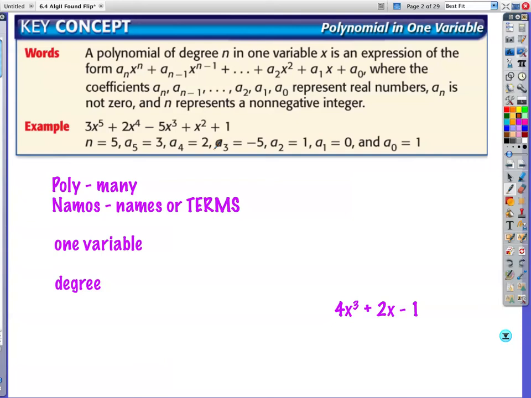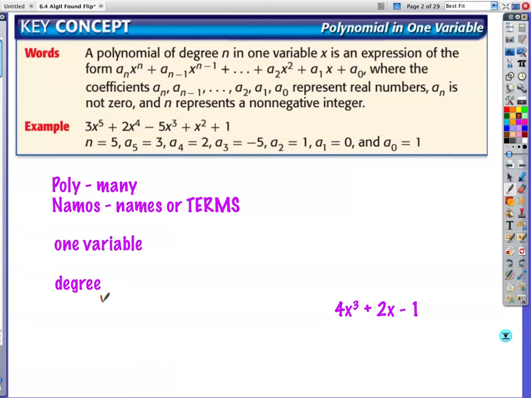Poly means many. Probably better write that down in your notes. The nomial part actually comes from the word namos, which means names or terms. So we think of it as having many terms. This is a term, this is a term, this is a term, this is a term, this is a term. One variable means we're only talking about x, or we only have y's. We don't have x's and y's and a's and b's and z's.